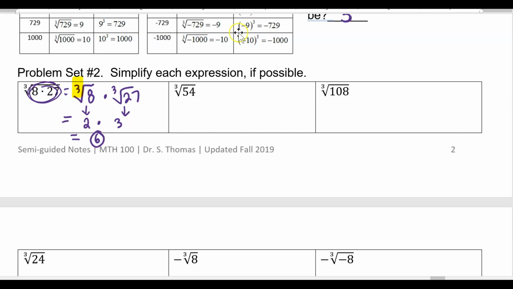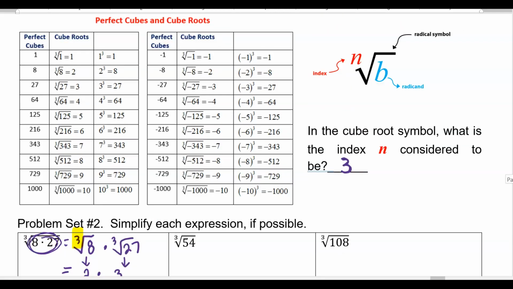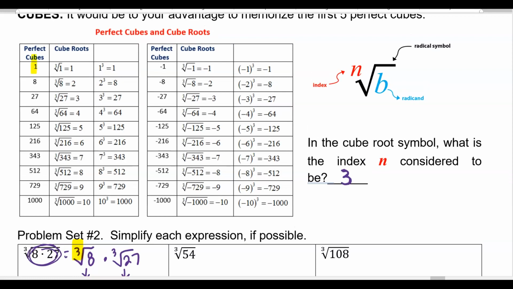And then let's move on to the cube root of 54. Now, we're not looking for perfect squares anymore. We're looking for what perfect cube can divide into 54. Can 8 divide into 54?